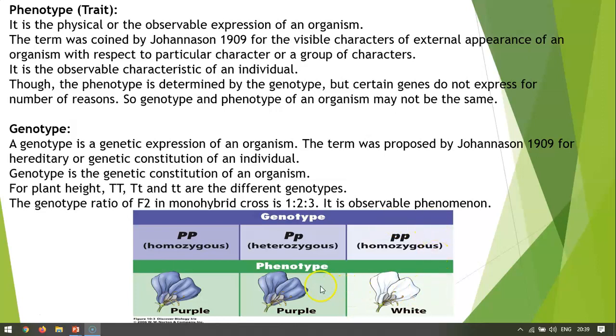Here, have a look at this picture. You can see the different characters, and this picture gives you an idea about the phenotype and the genotype of a particular plant. Here we are taking the example of flower color, purple and white. This is the phenotypic expression, and over here you have the genotypic expressions, which will give you an idea about the different types of genotype that are available.